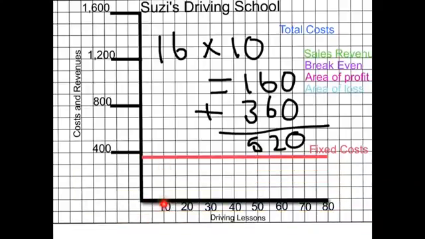So we're going to take our pen from 10 driving lessons and go up to 520. Mine will be an estimate and yours should be much more accurate on graph paper. And I'm going to take my pen and mark 520 up from 10 lessons. And then we'll try that again with 30 driving lessons this time.